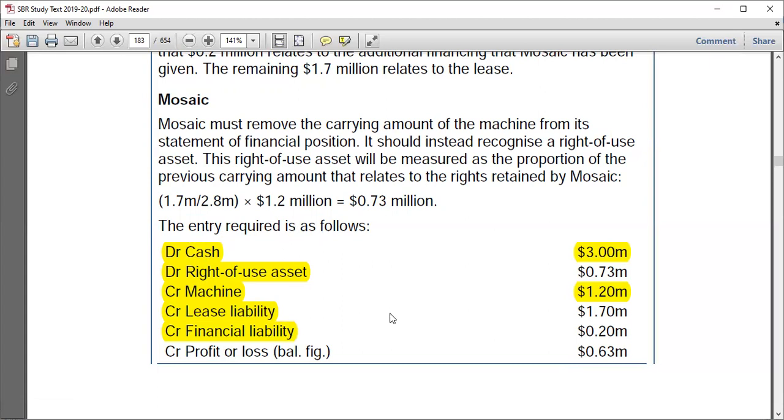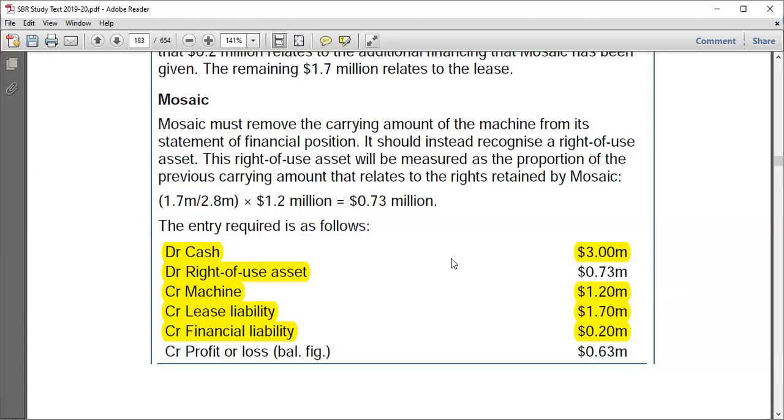Okay, now we should come to the point of knowing the values. The financial liability is just the difference, that excess amount, 0.2 million. Now, the total liability was 1.9 million, but some of that came from the financial liability. So 1.9 minus 0.2 million, we obtain 1.7. Now we remain with the right of use asset, which is usually our concern.